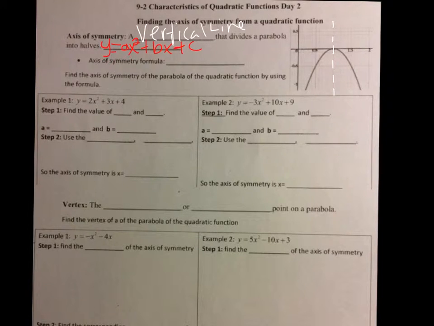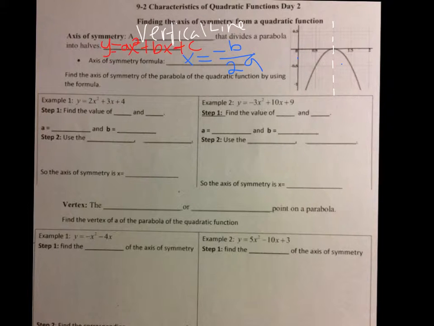But today we don't have a graph, so we don't know how many zeros or x-intercepts we have. So the way we do it is we're going to use a formula, the axis of symmetry formula, which is x is equal to negative b over 2a. Let's move on to example 1 and see how we can use this formula to find the axis of symmetry for a quadratic function.